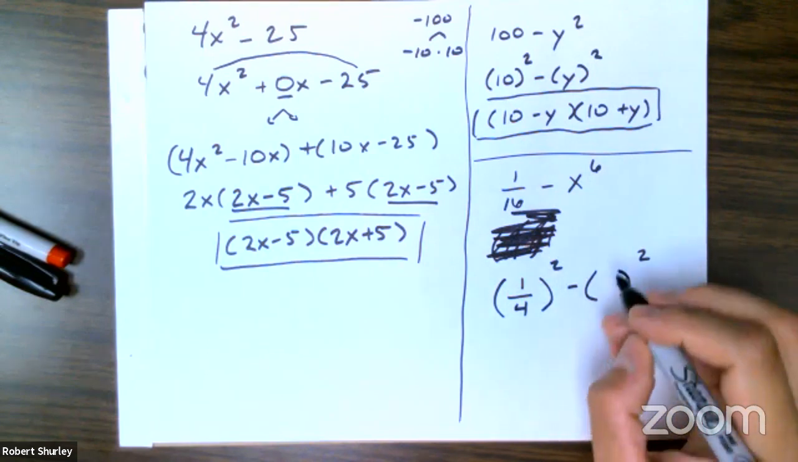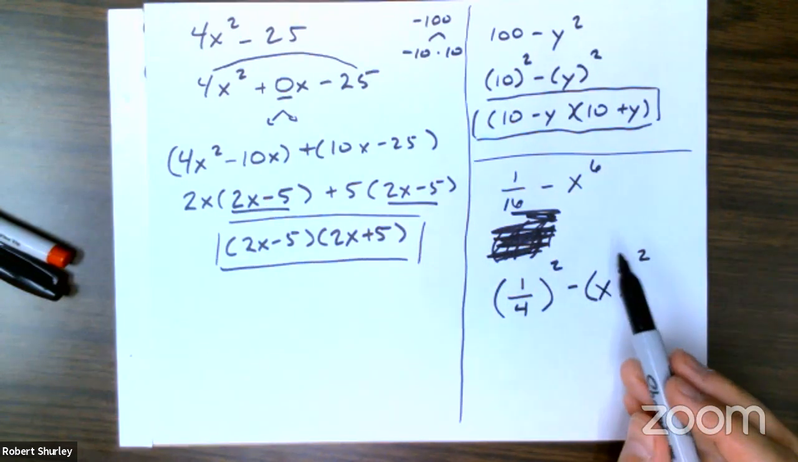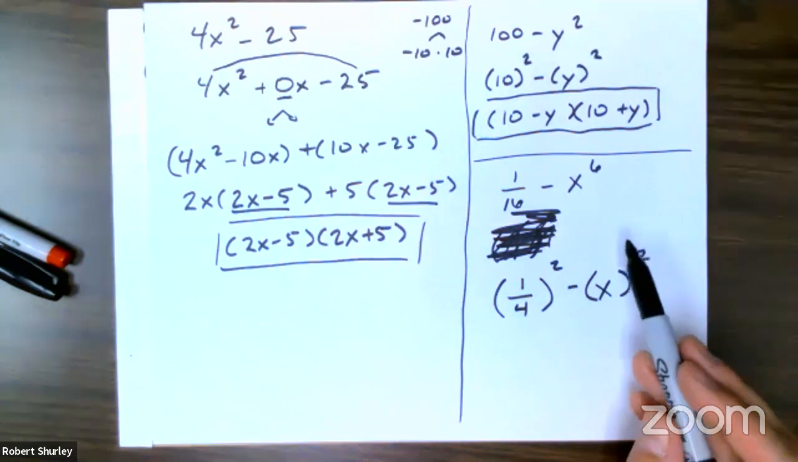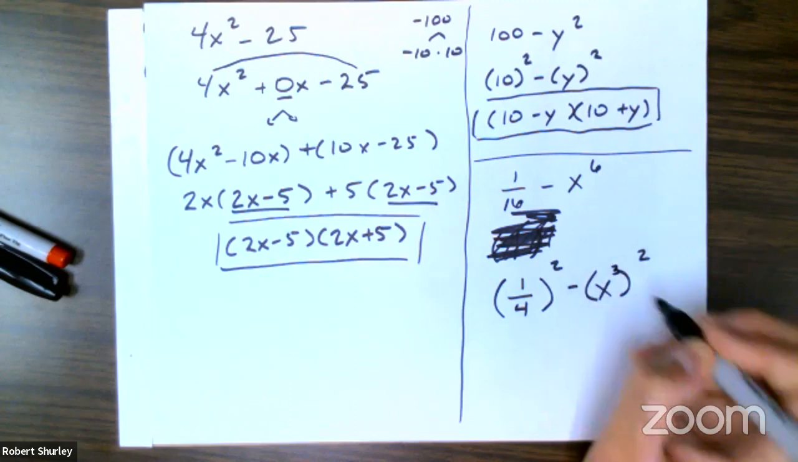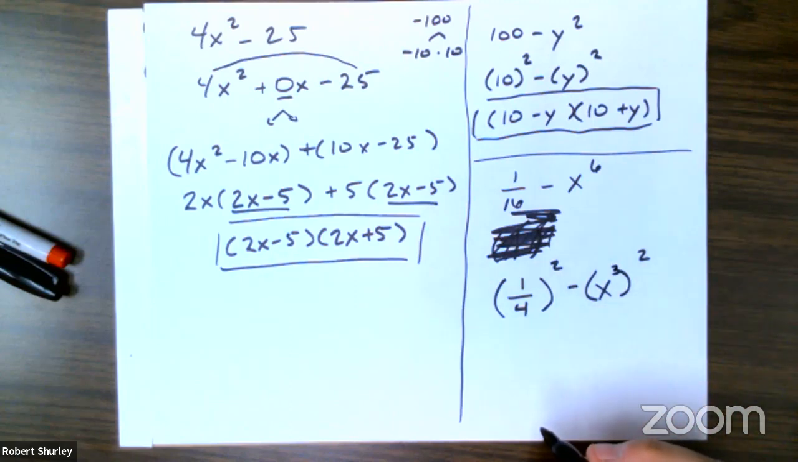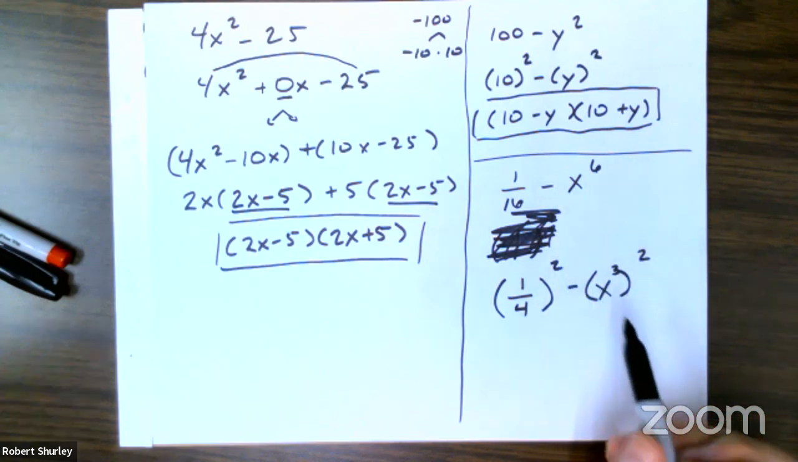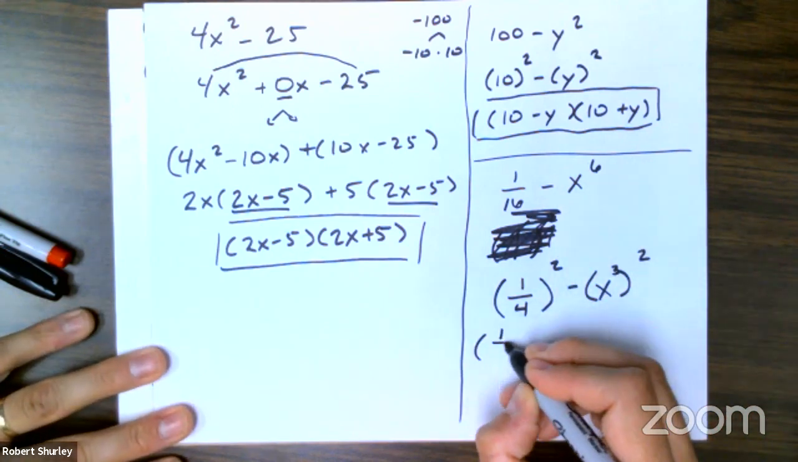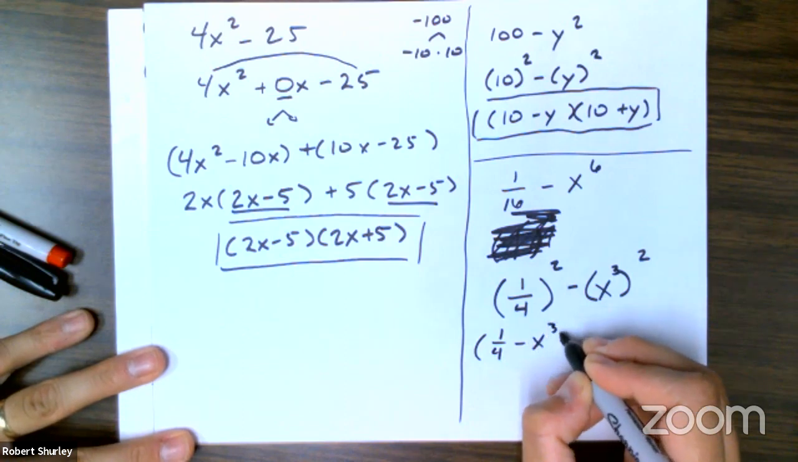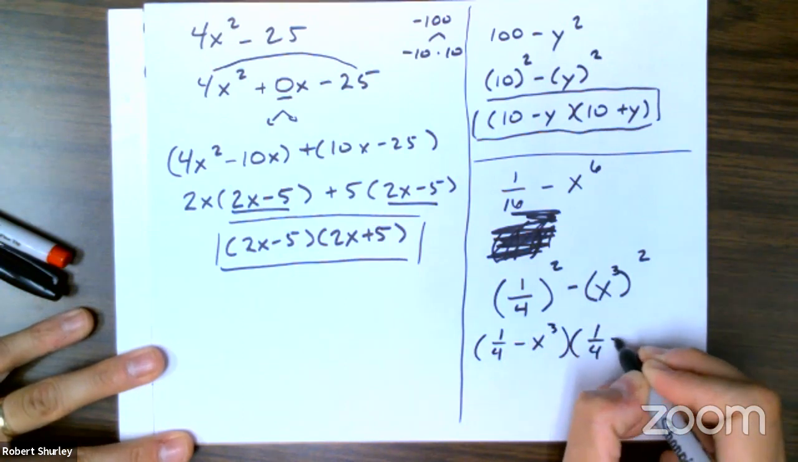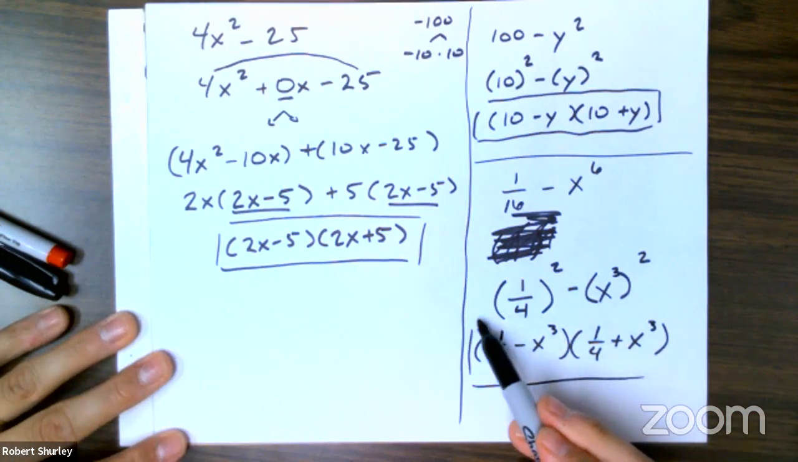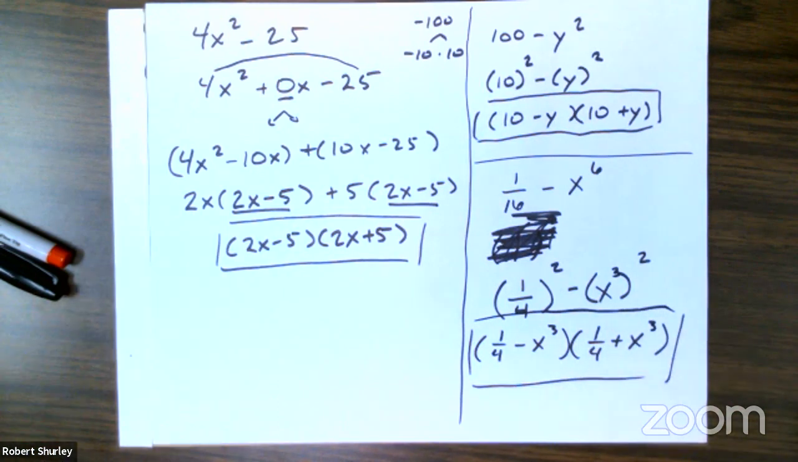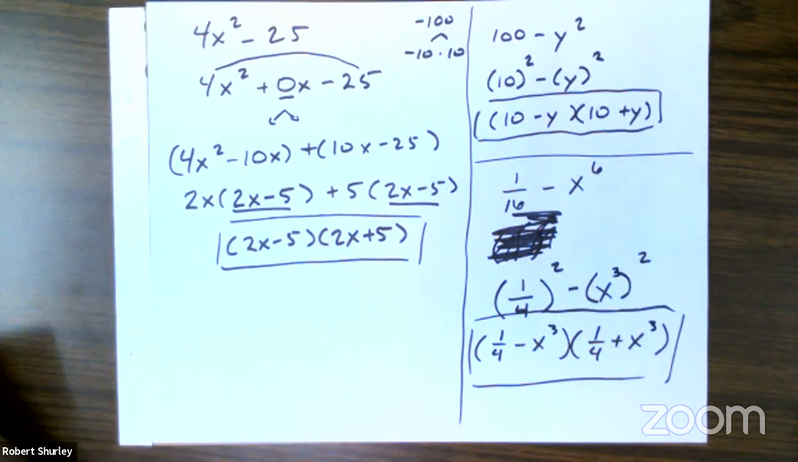Now the x to the 6 is a little different. Remember, when we square an exponent, we're multiplying it. So I need to think of what times 2 gives me 6. X cubed squared gives me x to the 6. So this winds up being 1/4 minus x cubed times 1/4 plus x cubed. It's a little weirder because we're dealing with fractions and weirder exponents.